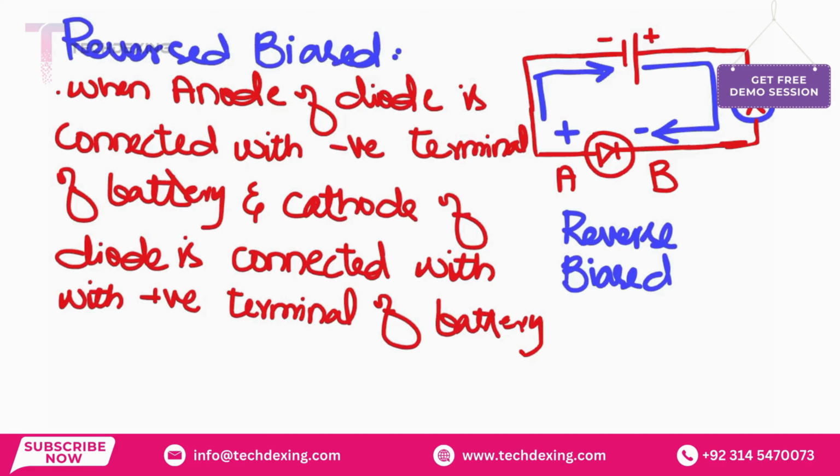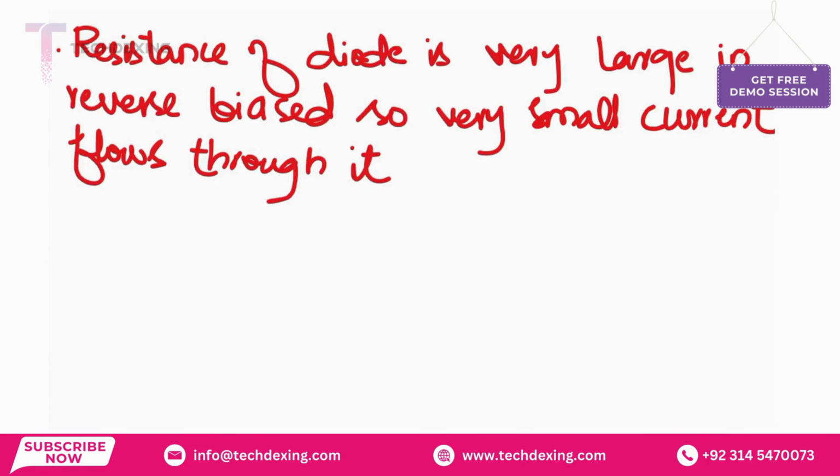You should say that the amount of current flowing through the circuit is very very small, and it is not enough to make the lamp work, right? Because of it, the lamp would not be lit up when your diode is in the reverse biased condition, right? So jump to the next slide.